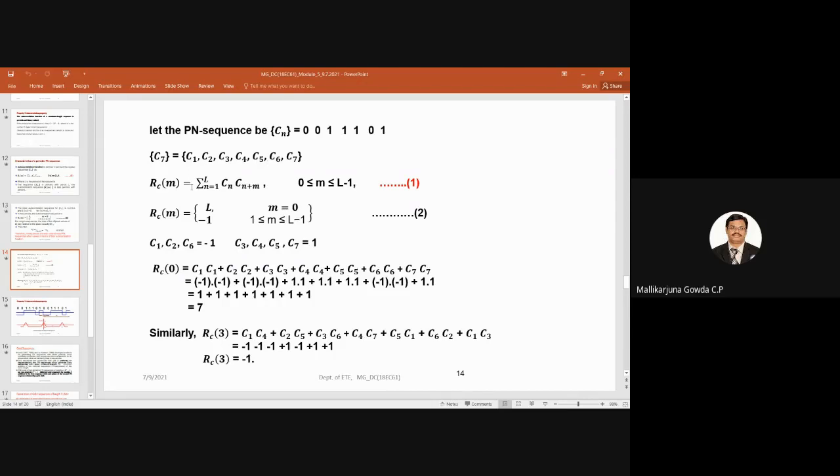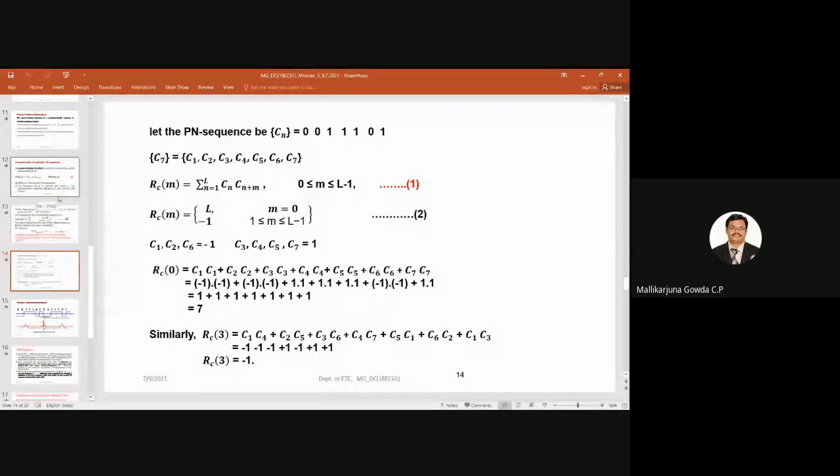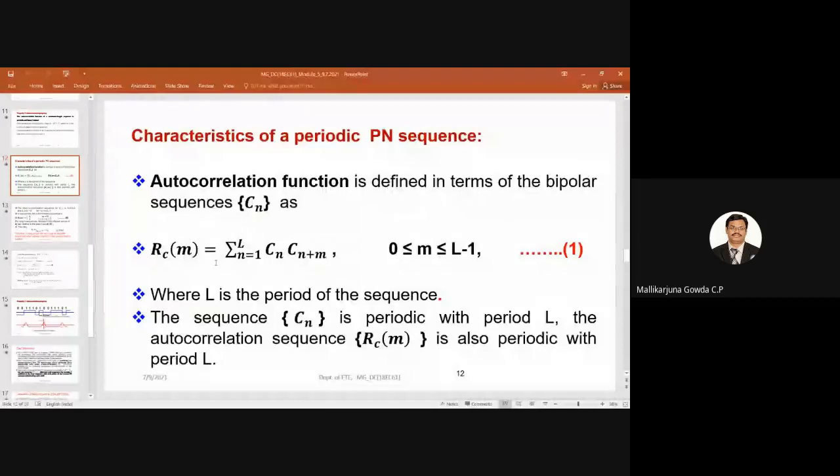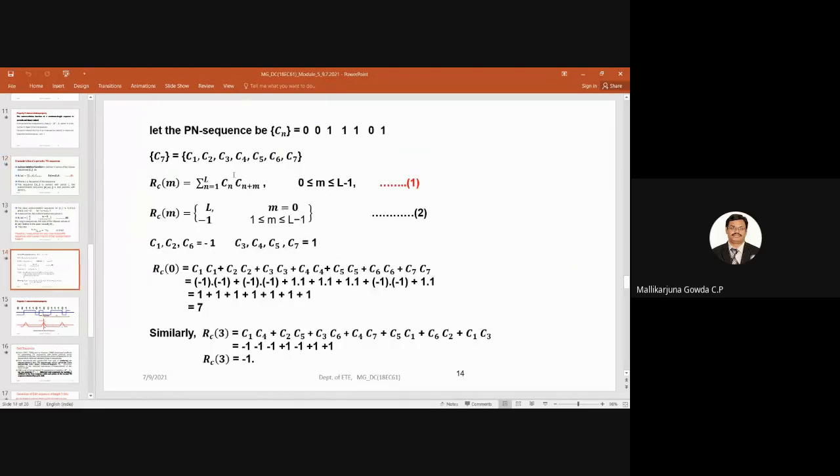Okay, I wrote RC of M is equal to what I wrote in the previous slide. Here, RC of M is equal to summation n is equal to 1 to L Cn and Cn plus M, right? So let me show how it is done. Then I said RC of M has two values. One is L when M is 0, and it is minus 1 when the value of M is less than L minus 1 and greater than 1.